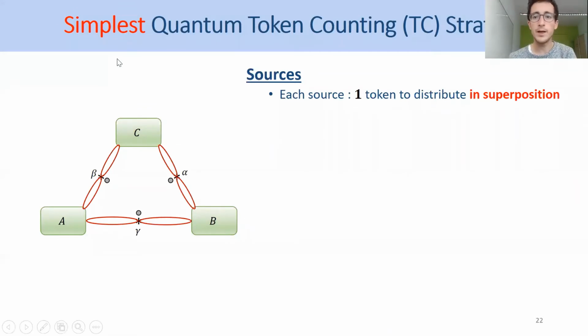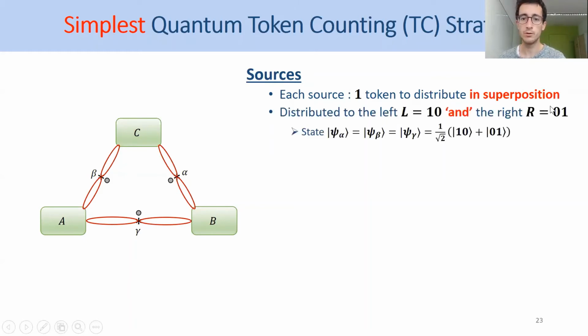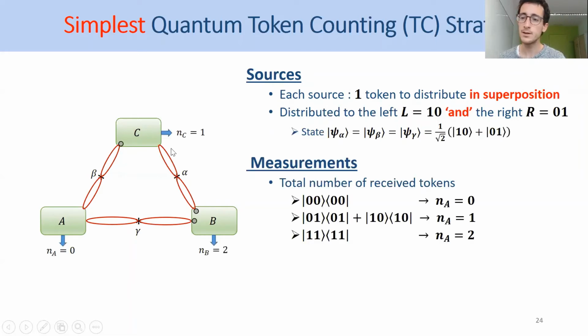So now let me explain what quantum token strategies are in this triangle with 1 token. So here again, the source will distribute 1 token, but now they may do it in superposition. So for instance, the source will distribute the token to the left and to the right. So now this state is, of course, not classical anymore. And the parties will also measure the total number of tokens. So the way I write the measurement is exactly the same.